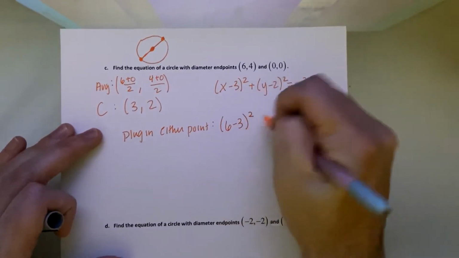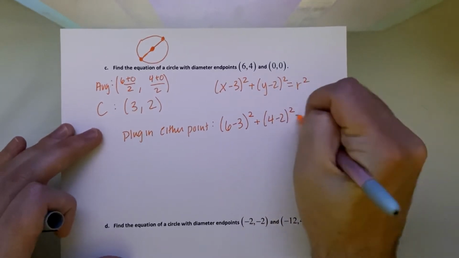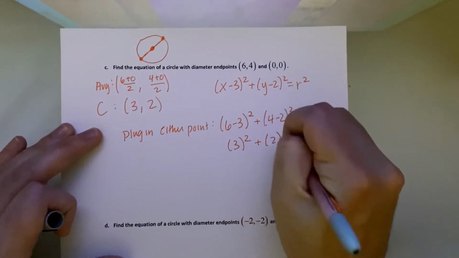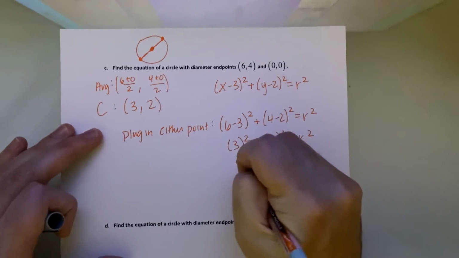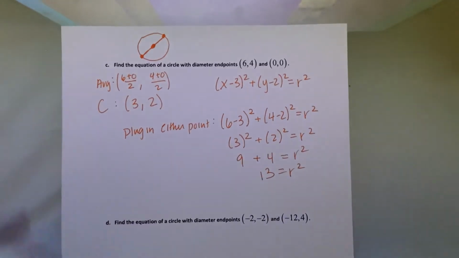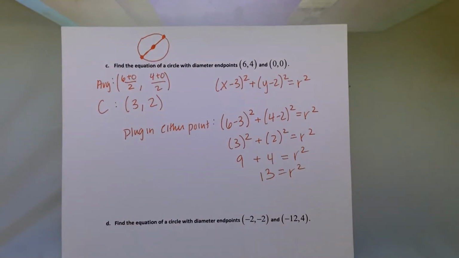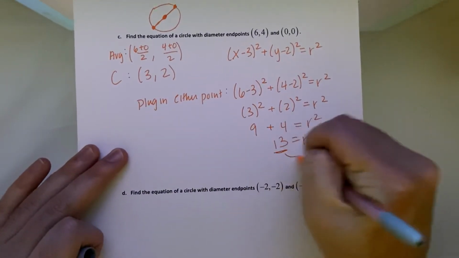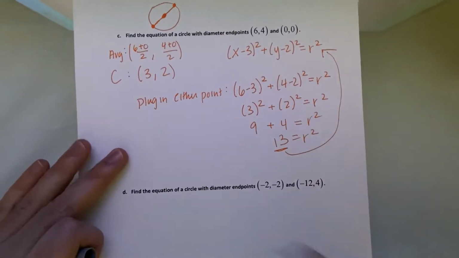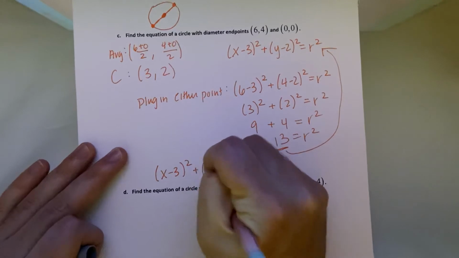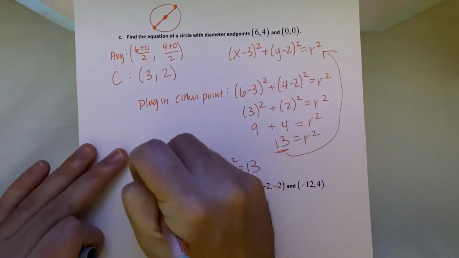6 minus 3 squared plus 4 minus 2 squared equals r squared. So this is 3 squared plus 2 squared equals r squared. It's 9 plus 4 is r squared. So 13 is r squared, which is not a perfect square, so it's not a perfect radius. But for our purposes, the equation only needs r squared, so we don't really care. So I just take this 13 and put it back into my original equation. So my equation of the circle is x minus 3 squared plus y minus 2 squared equals 13.